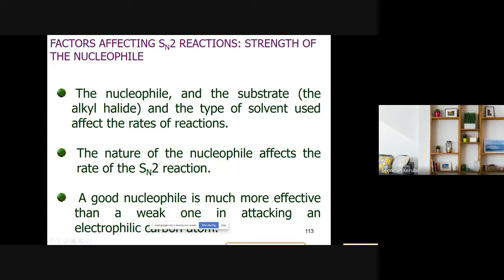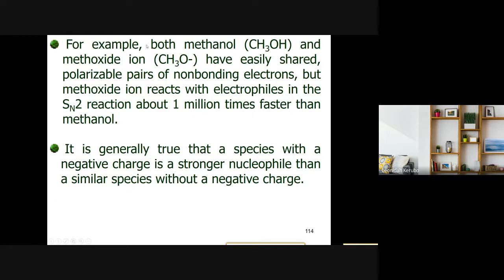The nature of the nucleophile affects the rate of SN2 reactions, and a good nucleophile is much more effective than a weak one in attacking an electrophilic carbon atom. For example, both methanol and methoxide ion have easily shared polarizable pairs of non-bonding electrons, but methoxide ion reacts with electrophiles in SN2 reactions about 1 million times faster than methanol.